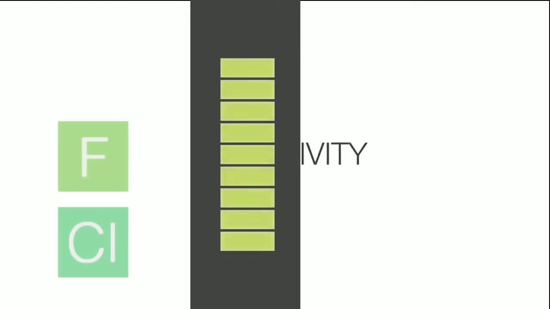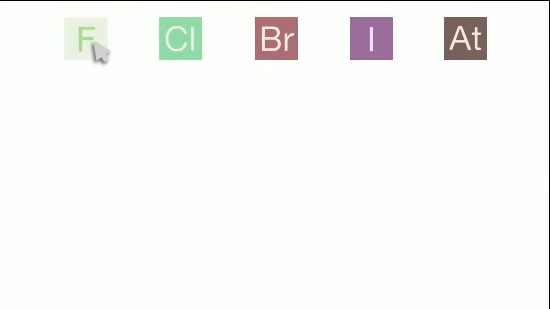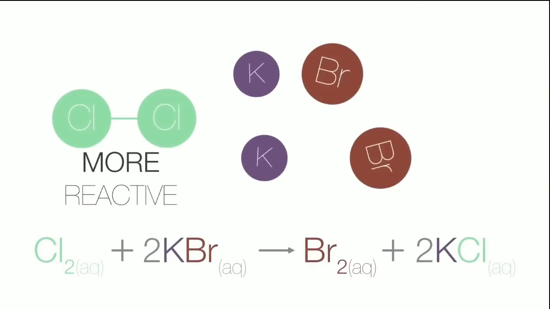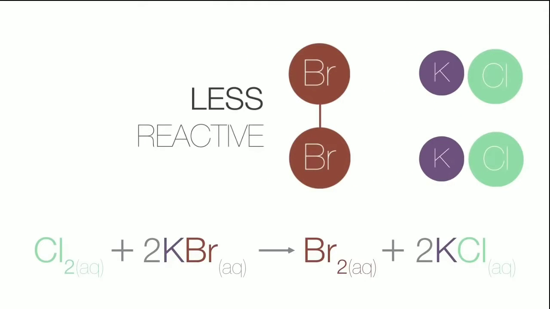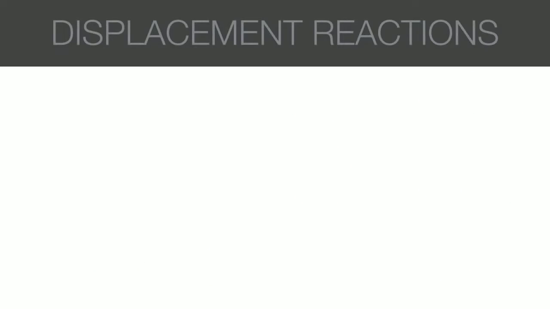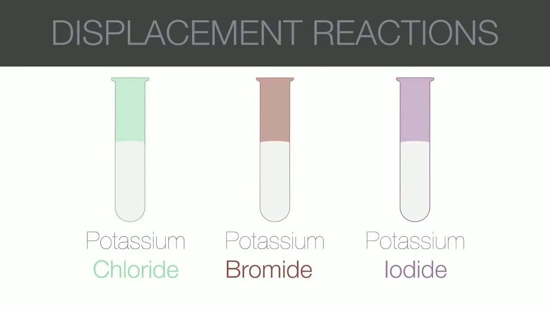Moving down the group, the reactivity of the halogens decreases. So a selected halogen is always more reactive than the halogens below it. A more reactive halogen will always displace a less reactive halogen in a compound. We will demonstrate these displacement reactions using aqueous solutions of potassium chloride, potassium bromide, and potassium iodide. Note that these are all halogen-containing compounds.